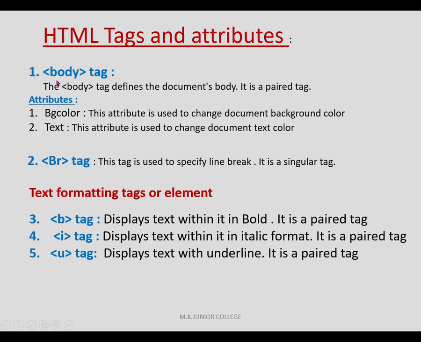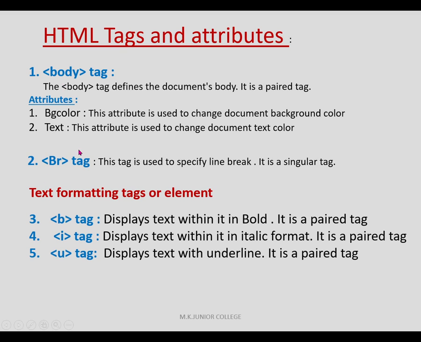Now some attributes are there with this body tag. Out of that, today we'll see only these two attributes. The first attribute is BG color. We have already discussed BG color. This attribute is used to change the document background color. BG stands for background color, and with its help we can add a different color to our document. Next is text. This attribute is used to change the document text color. After changing the background, suppose you want to change the text color also, that is possible with the help of the text attribute from the body tag. So the body tag has these two attributes, BG color and text. We'll see with some example.